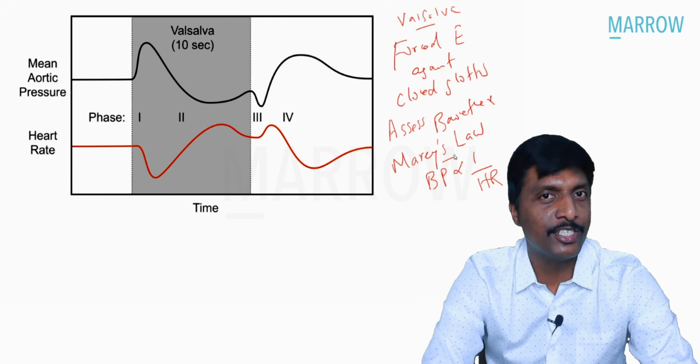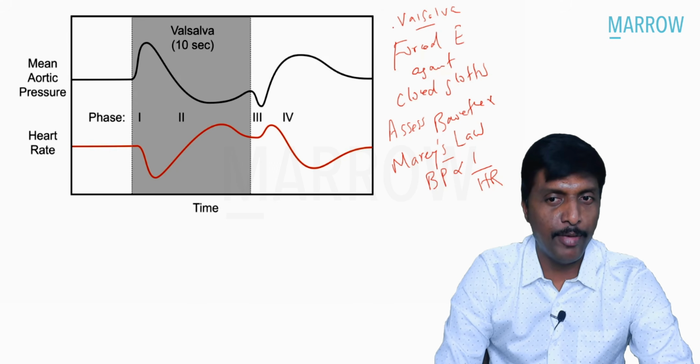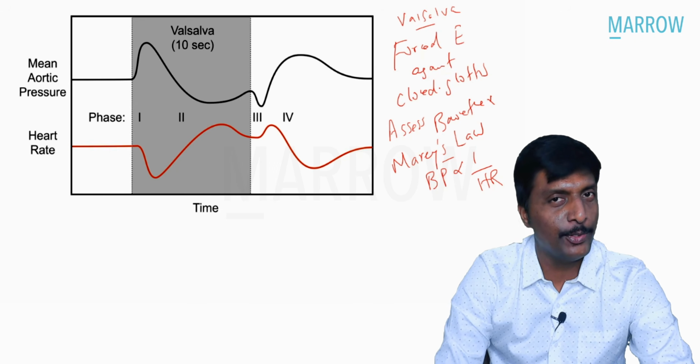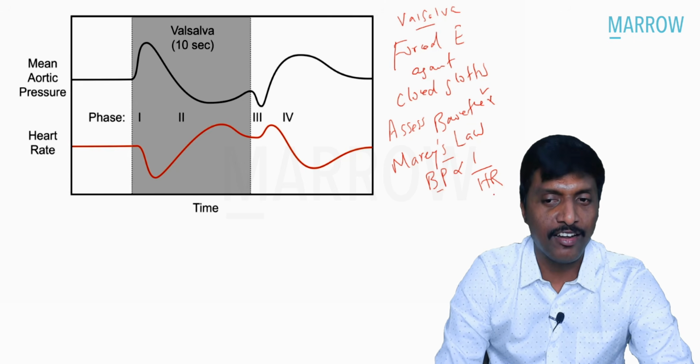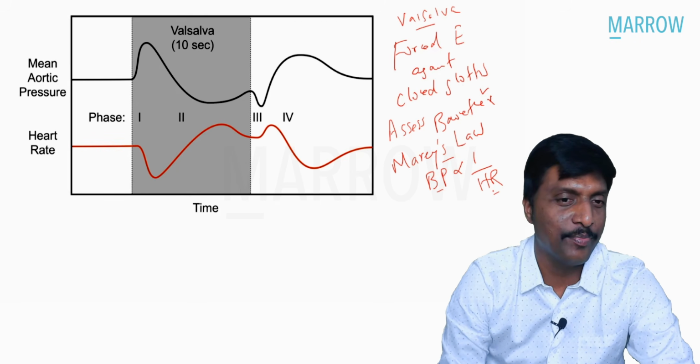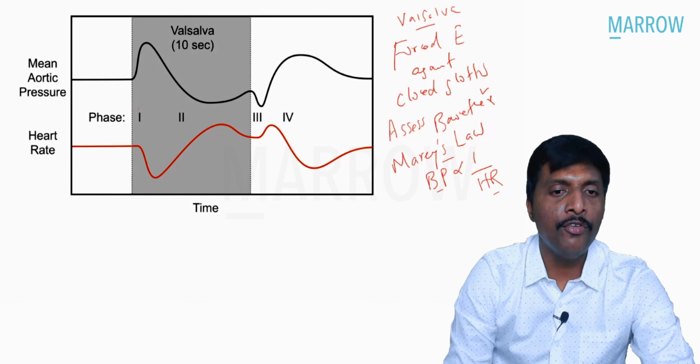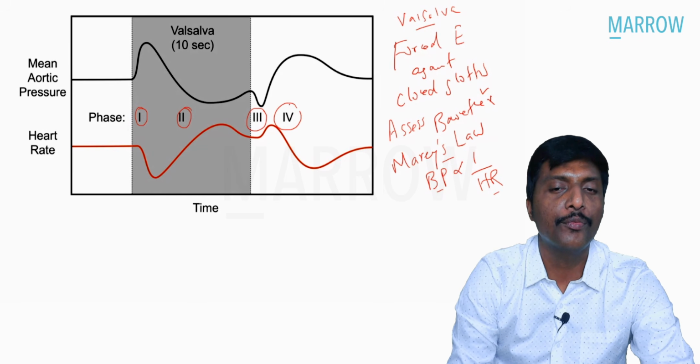That's all I was trying so far. Valsalva maneuver is forced expiration against closed glottis. It is useful to assess the components of baroreflex. Blood pressure and heart rate are inversely related. Now look very carefully. There are 4 important phases. Phase 1, phase 2, phase 3, phase 4.